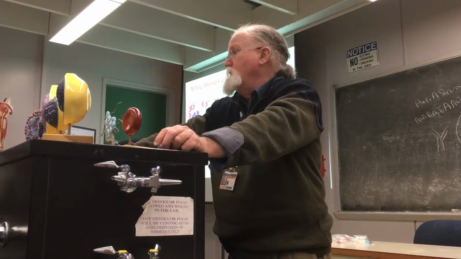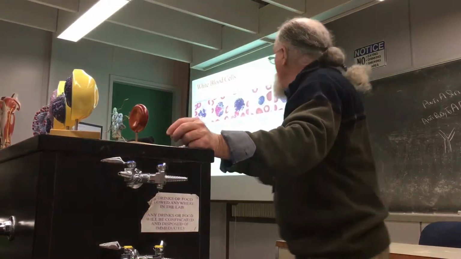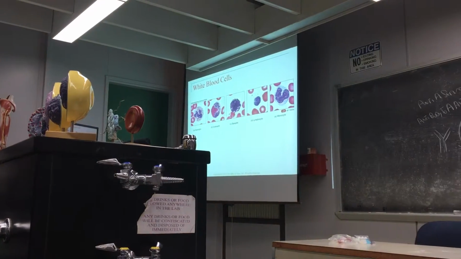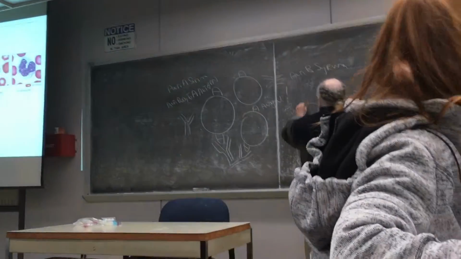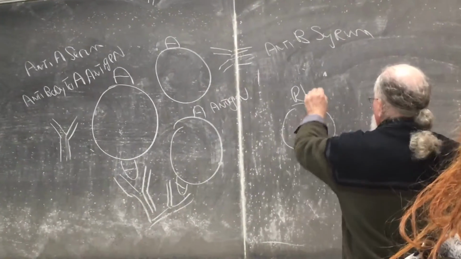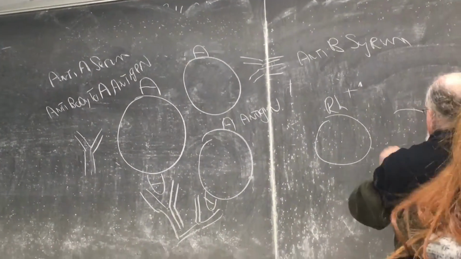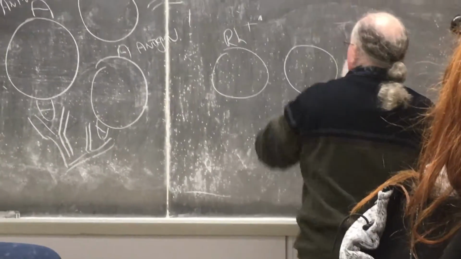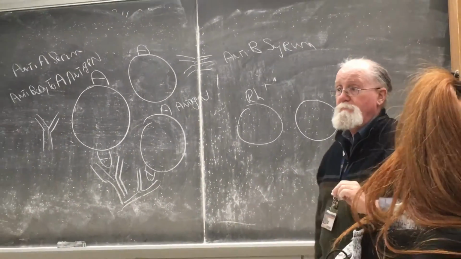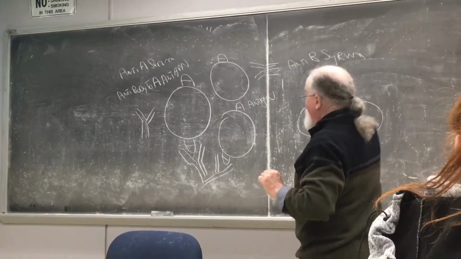Then the Rh factor. You either have it or you don't. If you have an Rh on the surface of your cell, you're Rh positive. If you don't have it on the surface of your cell, you're Rh negative. And once again, that's an antigen.